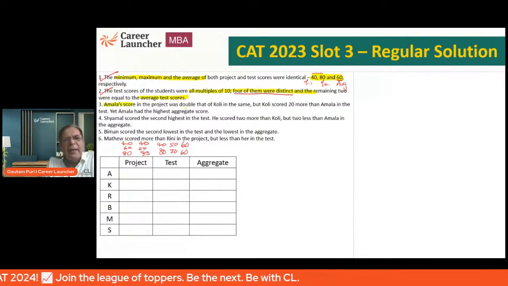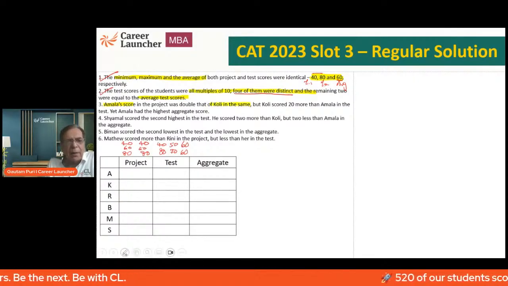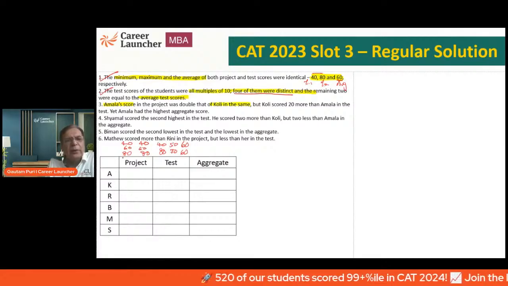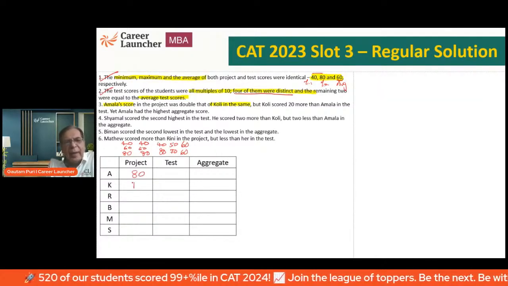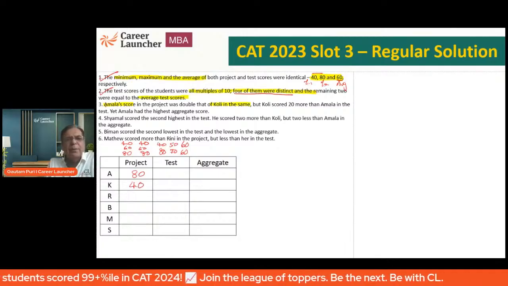Amla's score in the project was double that of Kohli. So what is the only combination which is double? 40 and 80 is the only combination. So Amla has to be 80 in project and Kohli has to be 40, as per the first part of statement number 3.